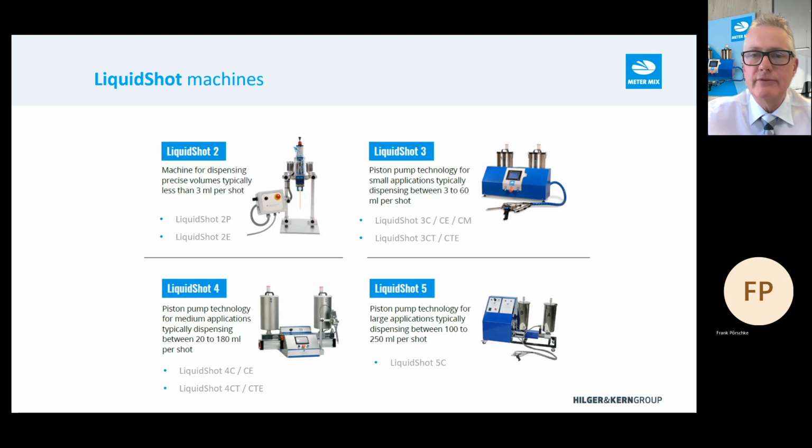So here, just going through the range briefly, we have the liquid shot 2. So this is the smallest machine in the range. It's the shot machine, so it's a liquid shot machine. So it's dispensing a metered shot. This one is a rod displacement technology for the liquid shot 2. And then we move into the piston pump machines for the liquid shot 3, the liquid shot 4, and the liquid shot 5. Liquid shot 5 being the biggest machine in the range. There is only one machine under this banner, which is the liquid shot 5C. So that is the liquid shot machines.